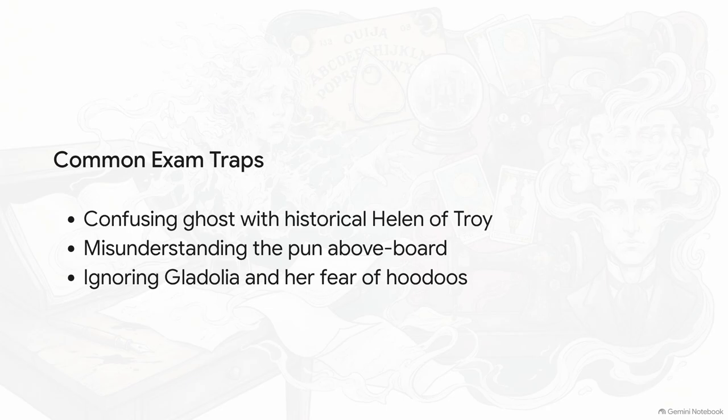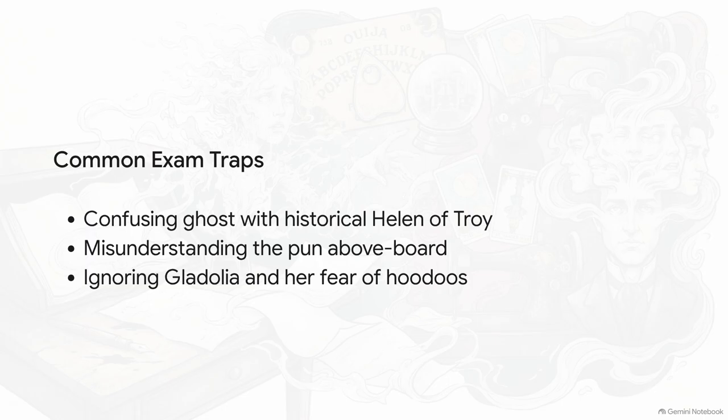Trap number 1, confusing the ghost with the historical Helen of Troy from mythology. Remember, Lavinia makes this exact mistake in the story, but the ghost corrects her. She used to be Helen of Troy, New York. Huge difference. Trap number 2, misunderstanding the pun above board. When Lavinia accuses John of flirting, he says the affair was quite above board, meaning honest or legitimate. But he's literally talking about leaning over a Ouija board.